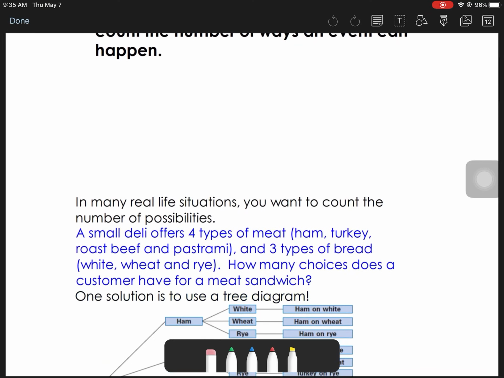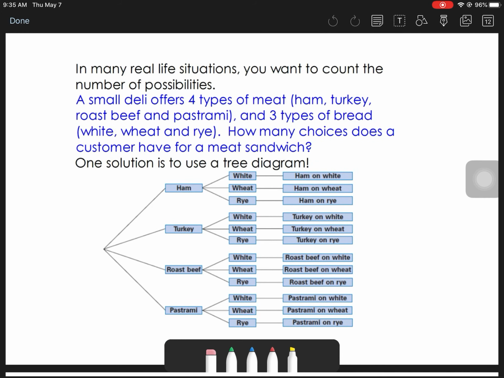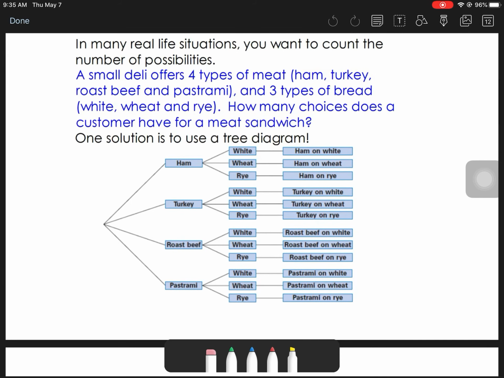So for example, if you had this situation, you were at a deli and there were 4 kinds of meat: ham, turkey, roast beef, and pastrami. And there were 3 types of bread: white, wheat, and rye. How many ways could you order a meat sandwich?